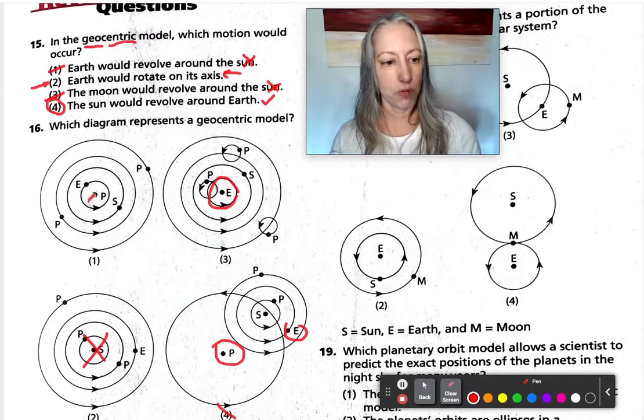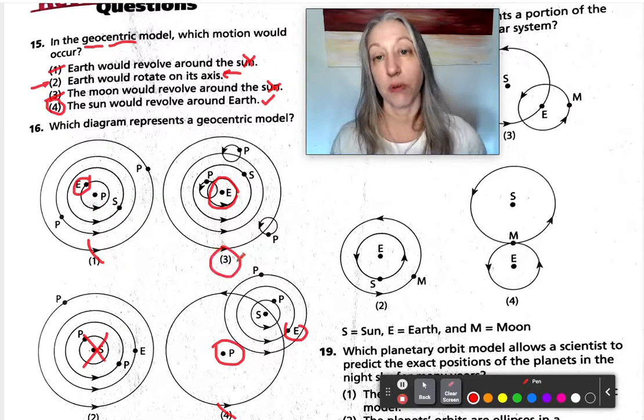So it can't be 4. And the Earth is over here. That's not in the center. So it can't be 1. So it's definitely going to be answer number 3.